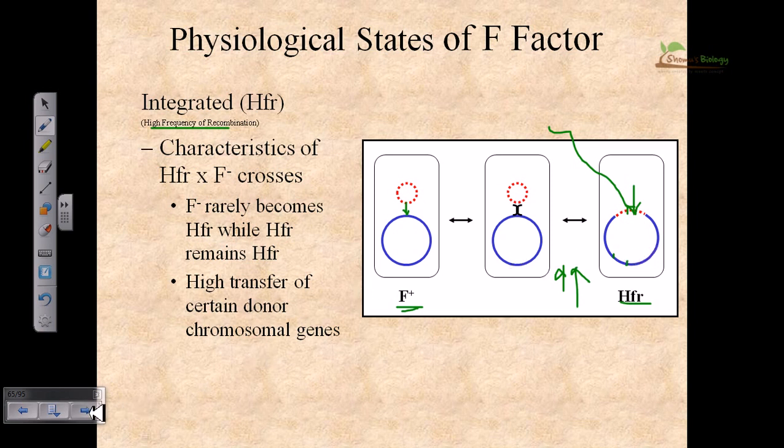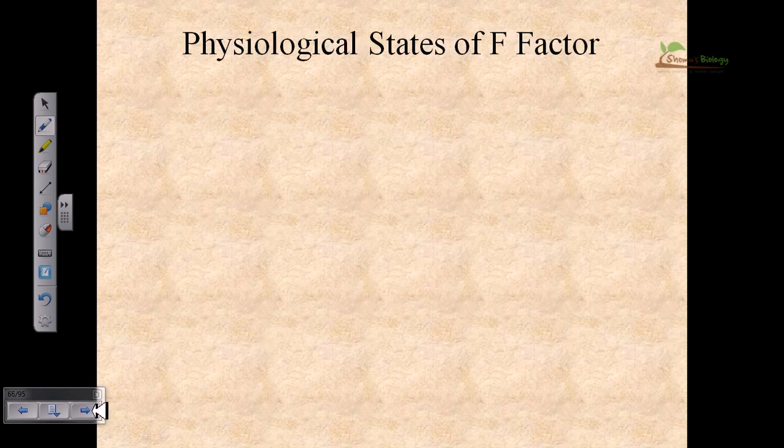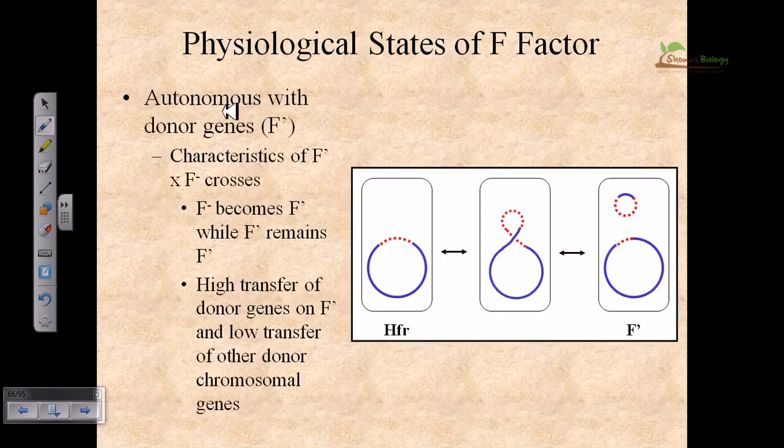Okay, now let us move on to the last and third type of factor we will be talking about, called the autonomous with donor genes factor, or F prime factor. Now why and how does this F prime factor generate? If we think about the Hfr strain, that means the chromosome with the integrated extrachromosomal DNA. Sometimes, due to the normal recombination event, this kind of thing is formed, and sometimes there is a strand exchange between themselves, and also sometimes a reverse recombination event.